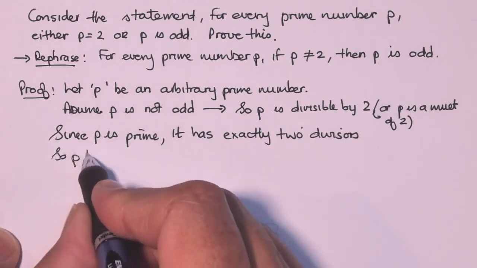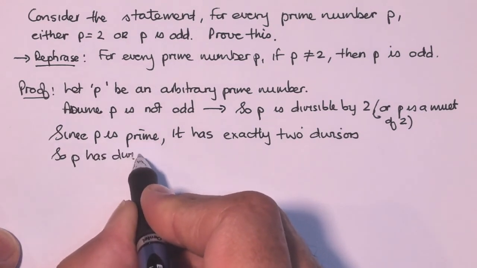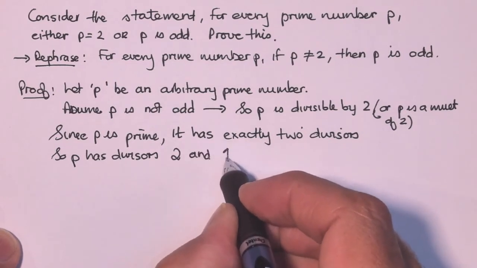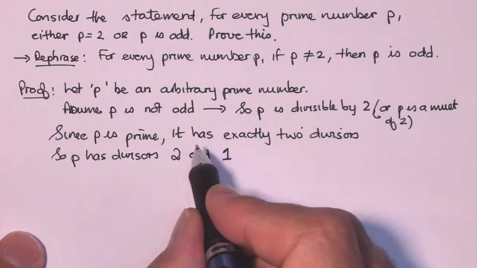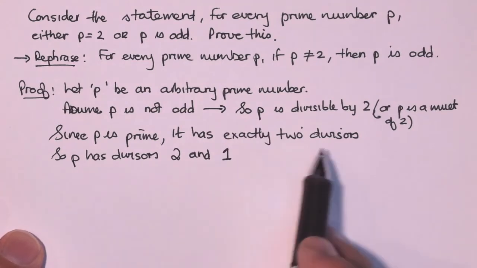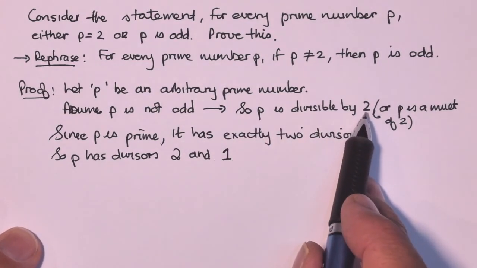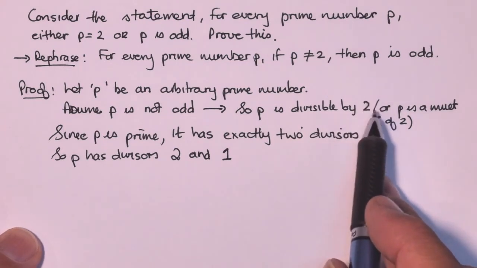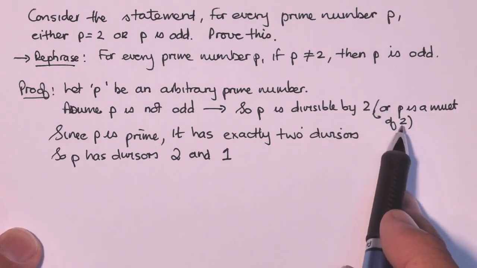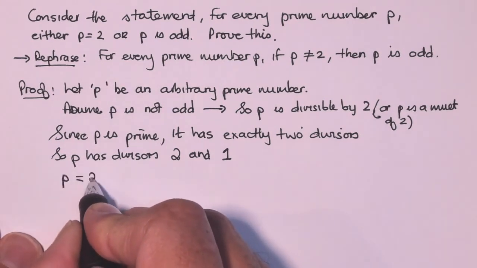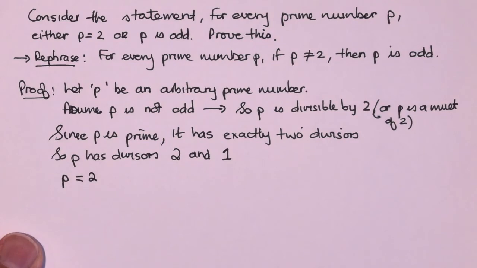So p has divisors 2 and 1. Those are the 2 divisors that p has, because it's a multiple of 2. So 2 and the other thing has to be a 1. Now remember, there's a problem here. This means that p is therefore equal to 2.